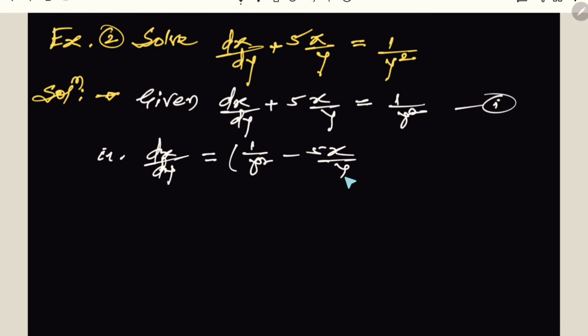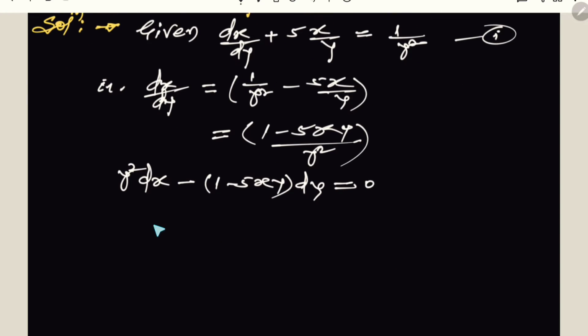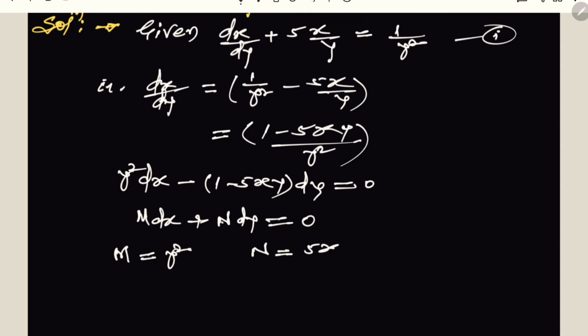Rewriting it as dx by dy is equal to 1 by y square minus 5x by y. Taking LCM as y square, we get (1 minus 5xy) divided by y square. Transferring that y square to the left hand side, we get y square into dx minus (1 minus 5xy) into dy equals to 0. Again, I have converted it into the form of M dx plus N dy equals to 0. Why? To check whether it is exact or not. Therefore, here M is y square, N is 5xy minus 1.